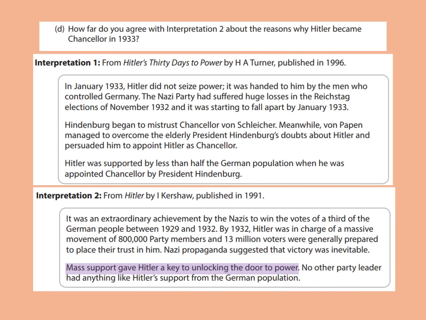So we're having to decide, do we agree with that? Well, do we agree with that in comparison to what interpretation 1 is saying? Which is saying that it wasn't about mass support. Hitler was actually handed power by the people who controlled Germany. In this case, that's Hindenburg and von Papen. So, do you agree with interpretation 1, or do you agree with interpretation 2? You can decide now, and that will help shape your answer.